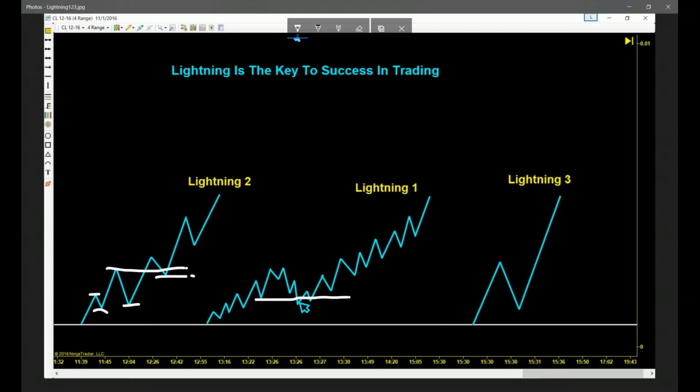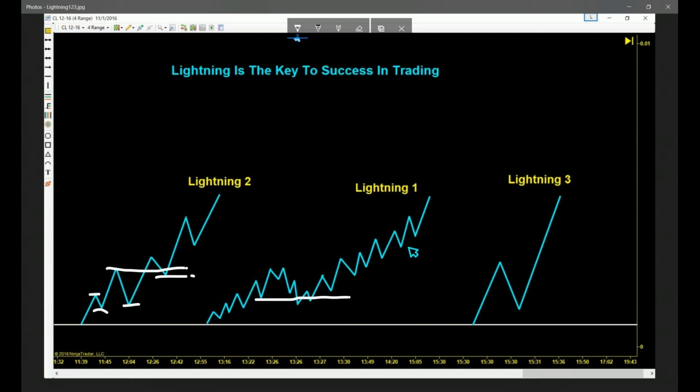And see how they just barely wicked it? I drew that on purpose like this because this is what they do. They like to wick you out of trades. Okay? Identified swing, identified swing, identified swing.